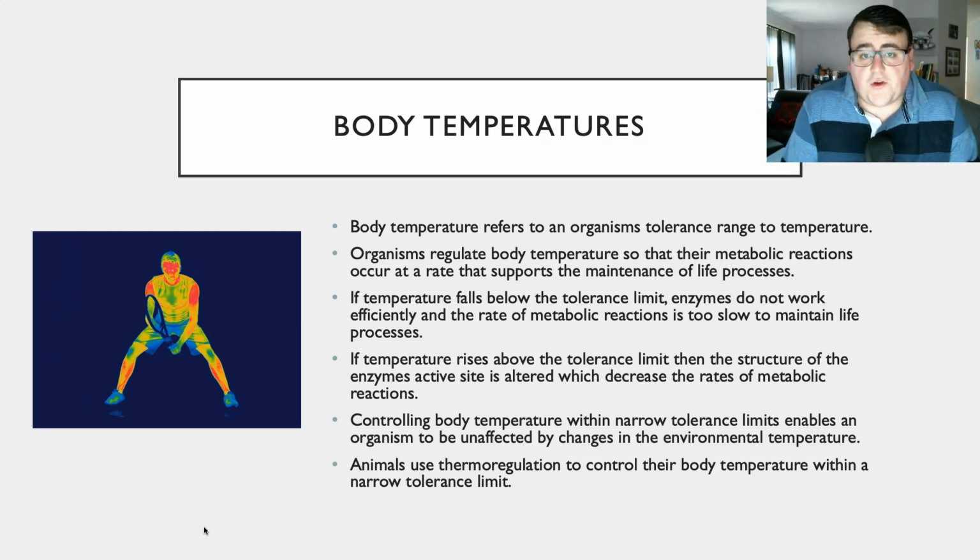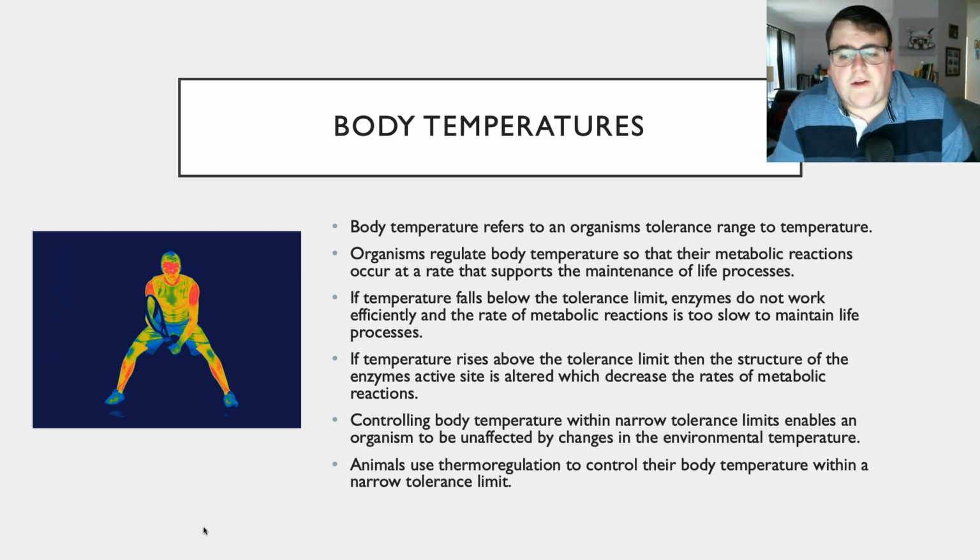Now, organisms, to help with this, will regulate their body temperature. That means they can control their temperature to help their metabolic reactions occur at the rate that supports their life processes. If the temperature falls below the tolerance limit, enzymes are going to slow down, which means they're not working efficiently, which means the metabolic reaction rate is too slow and life is not maintained. On the other hand, if the temperature rises too high, then the tolerance limit is again passed and the enzymes may start to denature, which means the enzymes aren't going to work at all, which means the rate of metabolic reactions decreases or stops completely, and therefore, again, life doesn't continue.